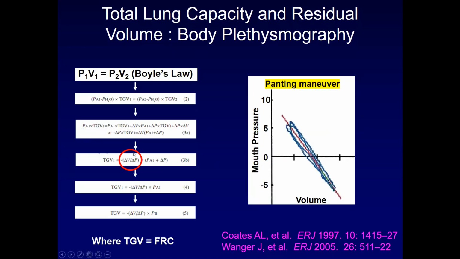This value here is the information we get from the panting maneuver. So the respiratory therapist will do a panting maneuver, and then you'll get a slope line here that will allow for them to plug that into the equation here.